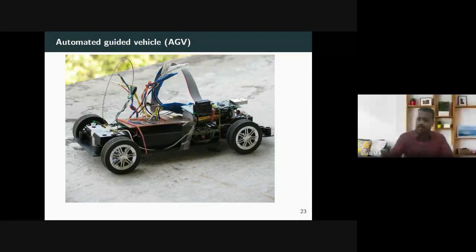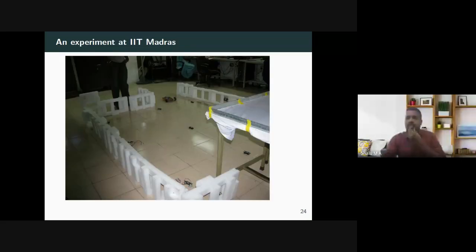So this is an example of an automated guided vehicle used in an experiment. Let me tell you, this is an experimental basis which I was fortunate to be part of. On the practical side of the experiment, I was not part of it. This is what they did. I just visited the experimental setup in the beginning.